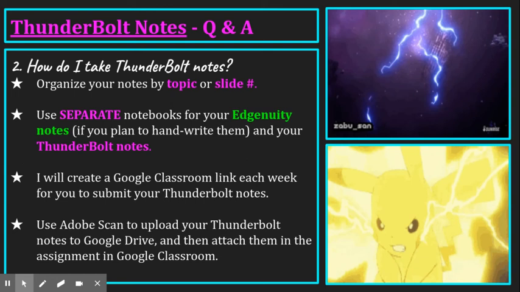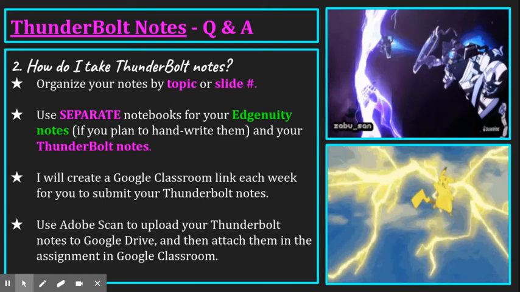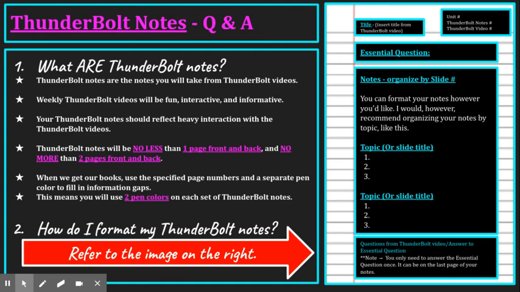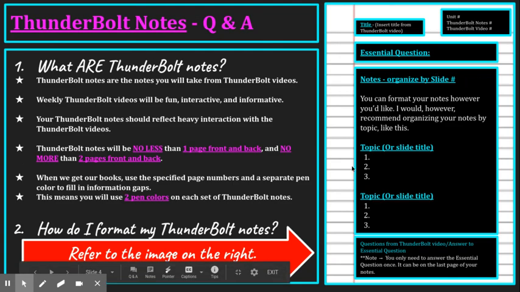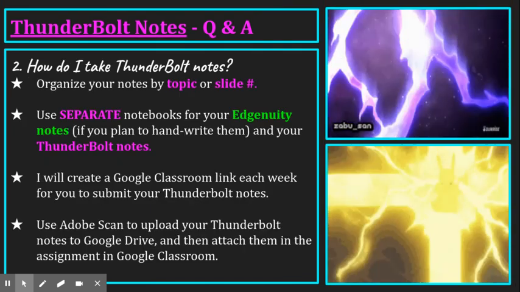Okay, how do I take Thunderbolt notes? Again, I would recommend that you organize your notes by topic or by slide number. So you have the slide title and then a few bullet points for each slide. That's how I would do it, but you don't have to do it that way. You can organize your notes however you'd like, as long as it's clean, as long as it's readable, and as long as it's understandable to you, I'm happy.